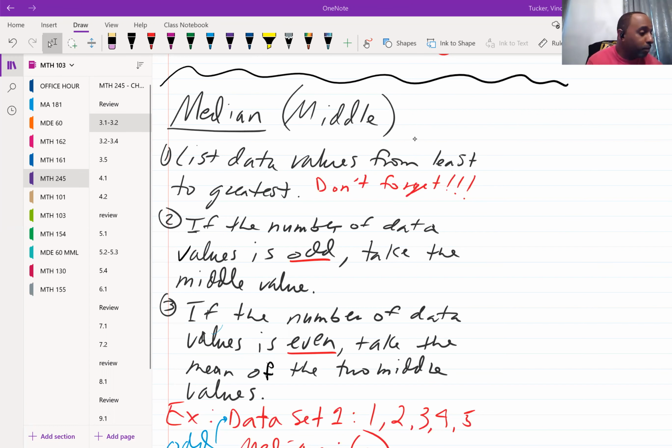If you have an even number of data values, you don't have a legitimate middle number. So that's how you would find a middle value, a middle number.